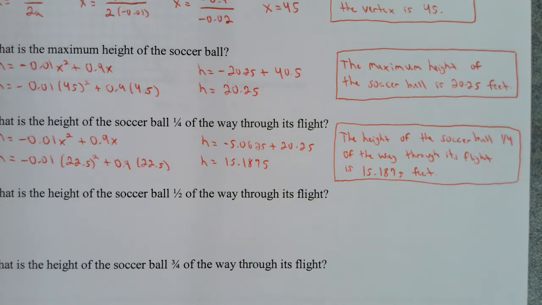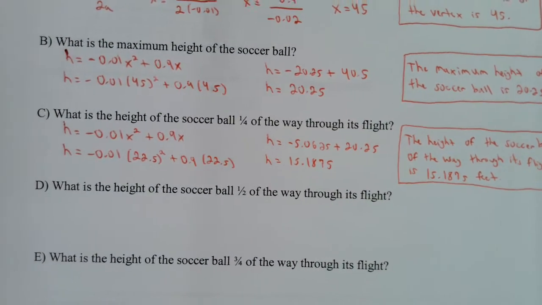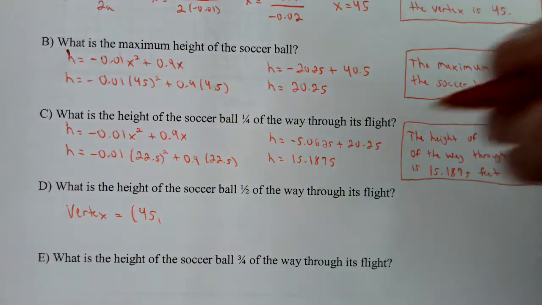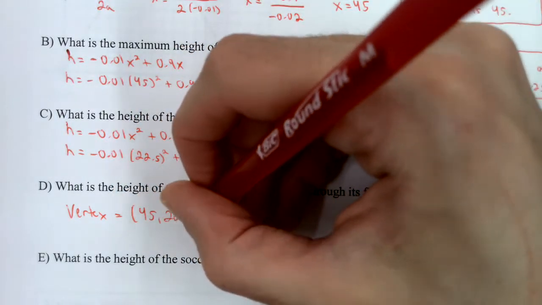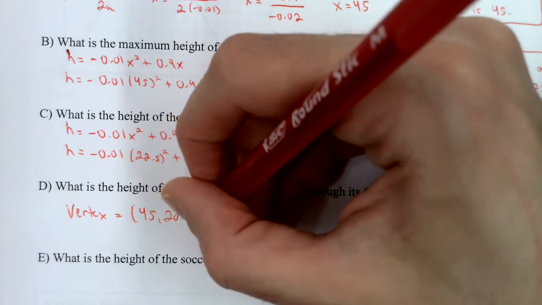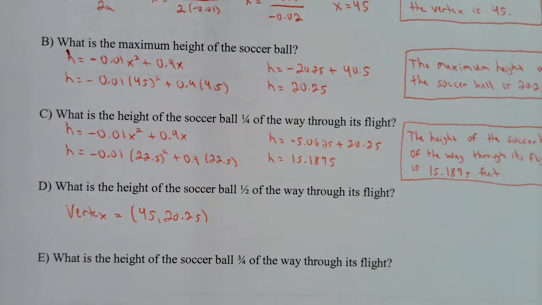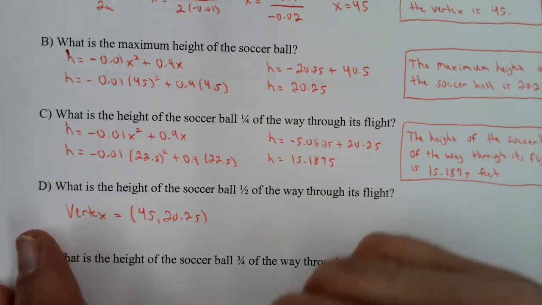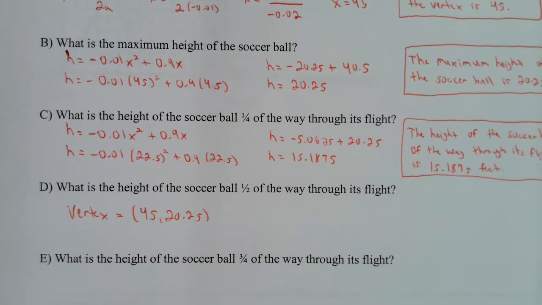Okay, what is the height of the soccer ball halfway through its flight? You don't have to do any work here because you already got the vertex. Remember, the vertex equals 45, 20.25. That is the height of the soccer ball halfway through its flight because you're starting at the ground. So the answer is the y value of the vertex for this one.